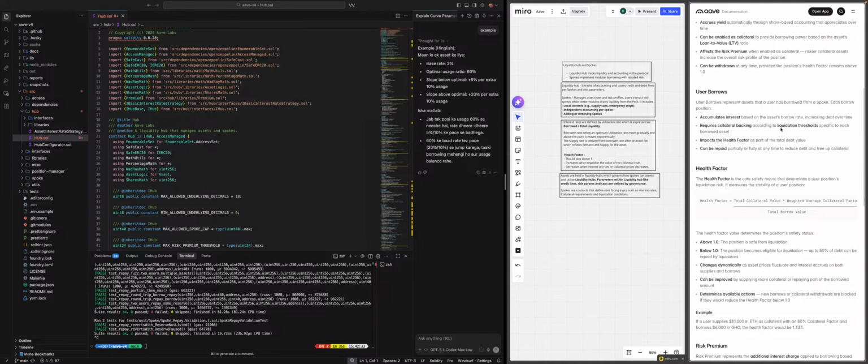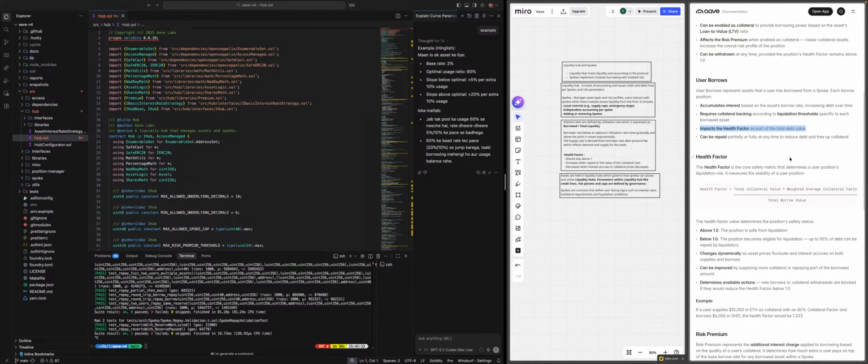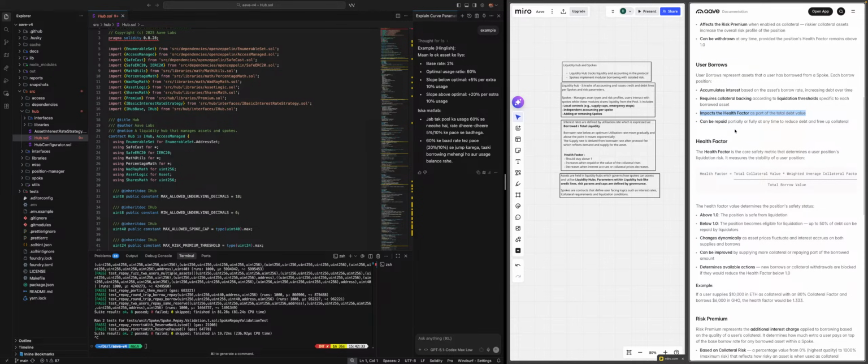Liquidation. So it also requires collateral backing according to the liquidation threshold, meaning for some amount borrowed, how much you need to provide such that your health factor remains above 1. And it impacts the health factor as a total part of debt. A user borrow position can be repaid partially or fully at a time to reduce debt and free up some part of the collateral if repaid partially.